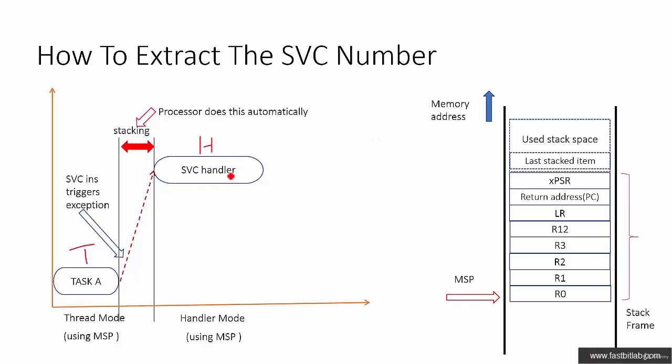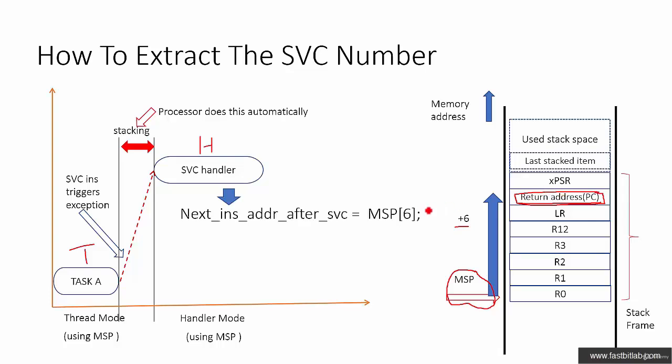In the handler mode, what you should do is get the value of this MSP. You can use some inline assembly code in order to get the value of the MSP. And after that, you have to do +6. When you do +6, you get the value of PC. This is the return address to go back to the thread mode, isn't it? The PC was pointing to this value when the user task had been interrupted by using the SVC instruction.